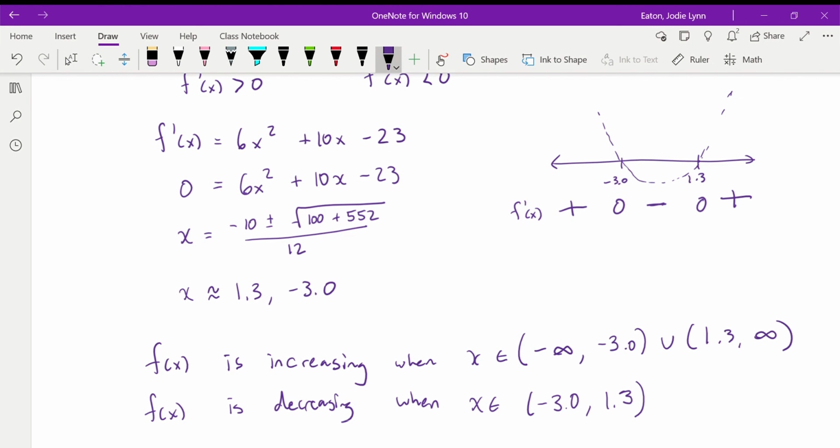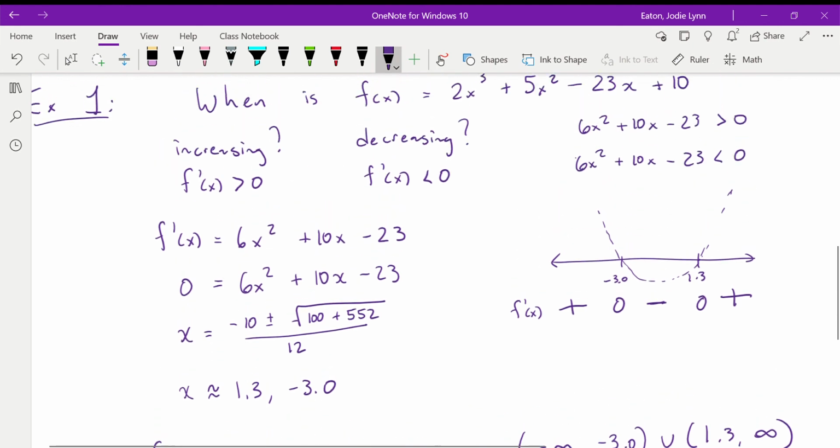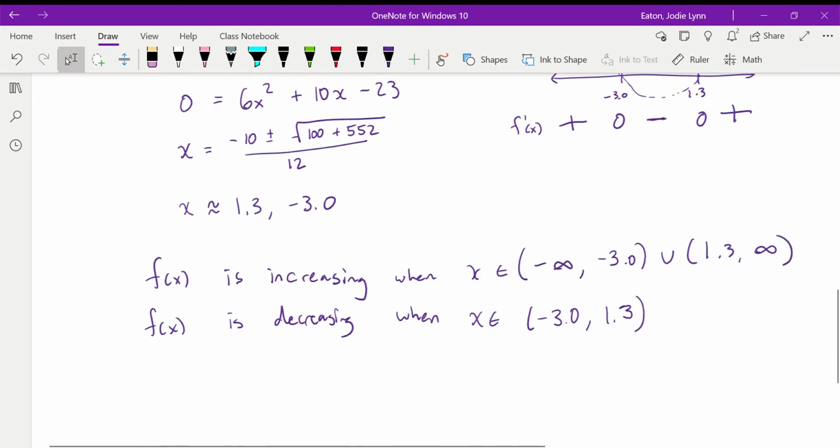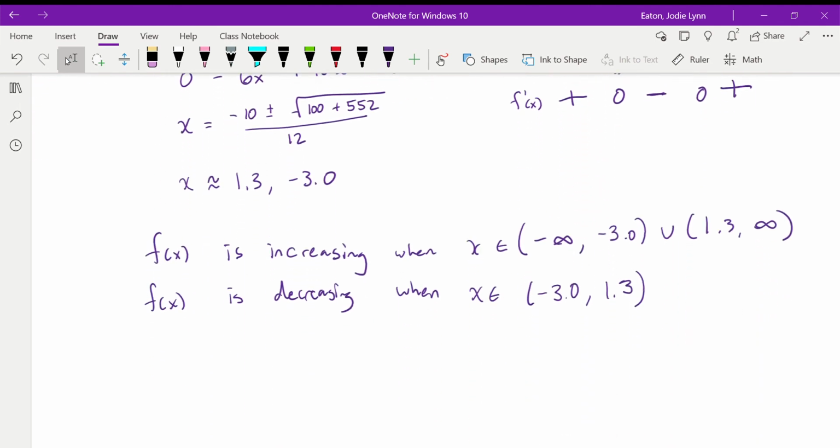And so this will tell us, if you look back at our original function, it is a cubic equation. So our cubic function starts out going up and increasing, then it goes down for a bit, and then it goes back up.